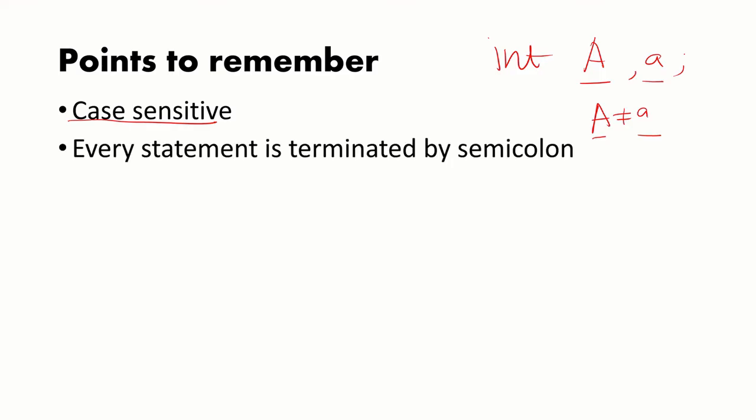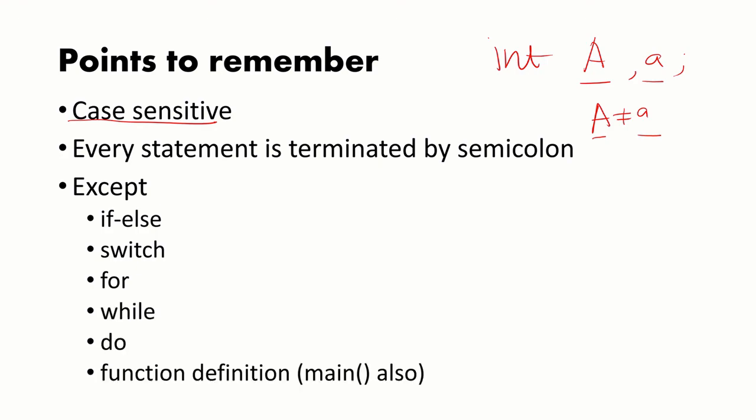Every statement is terminated by a semicolon, except if else. The if statement and else statement do not have any semicolon. The switch statement does not have any semicolon. For, while, do, and function definitions, even main, do not have any semicolon. As beginners, we will keep all these things in mind so that we can write error-free code.